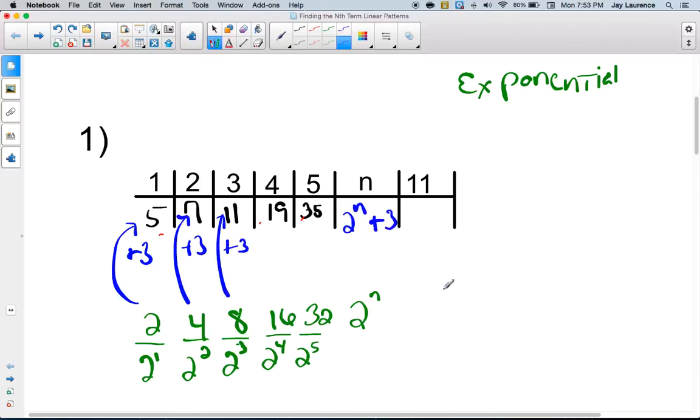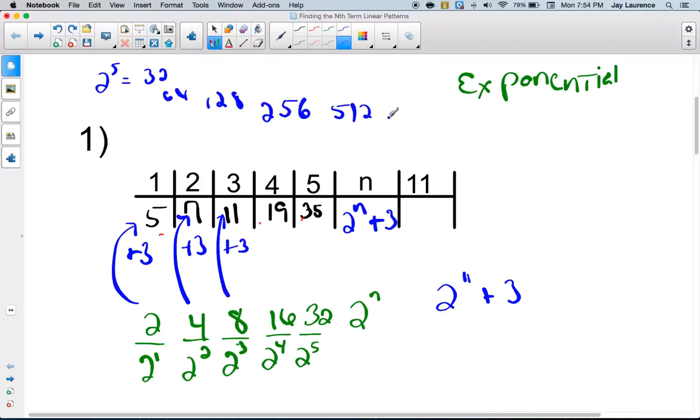So to do this one, the 11th term, I'm going to have to do 2 to the 11th power, which is going to be a very large number. And that's going to be add 3. So let me see here. Let's see, I know 2 to the 5th equals 32. So I'm just going to keep doubling. So I'm going to have 32, 64, 128, and that would be 2 to the 7th, so it's 6, 7. 2 to the 8th would be 256. 2 to the 9th would be 512. I'm just doubling. 2 to the 10th is going to be the double of 512, or 1024. And 2 to the 11th, finally, is going to equal 2048.